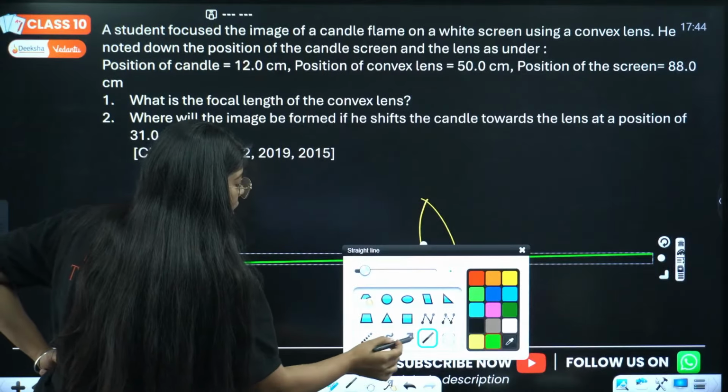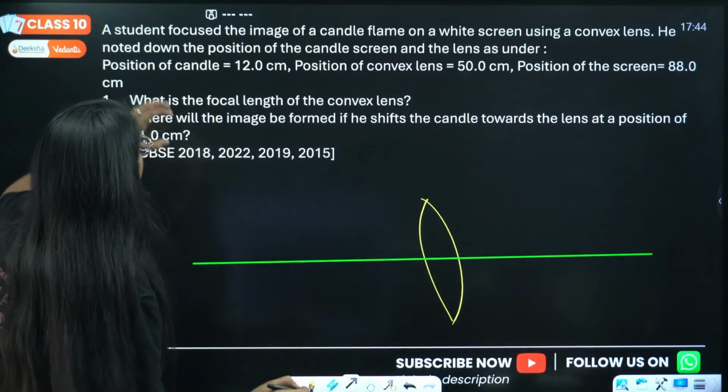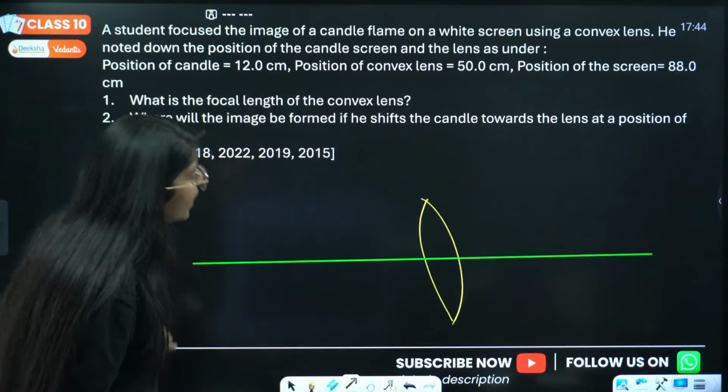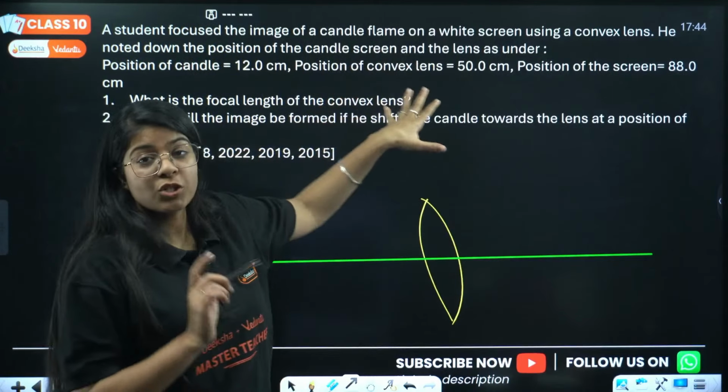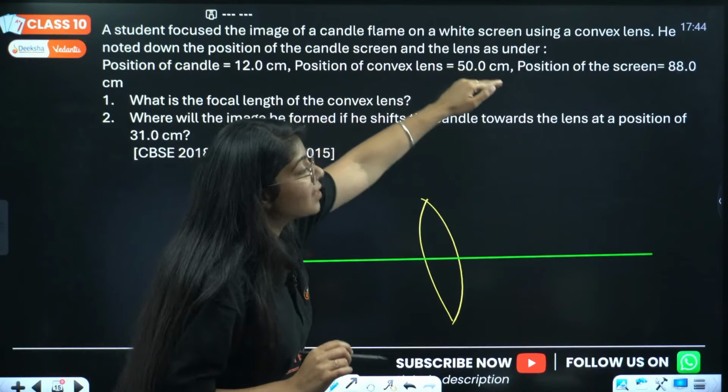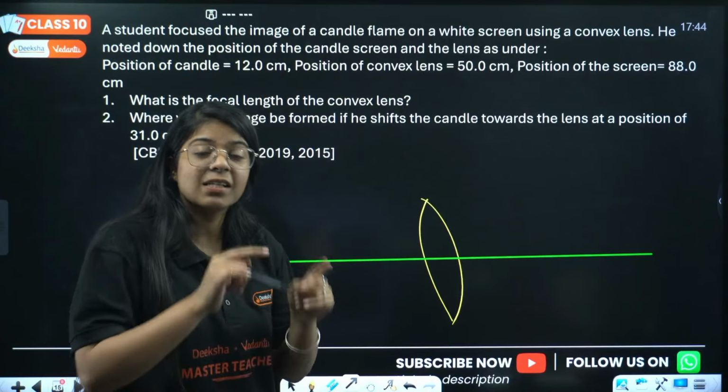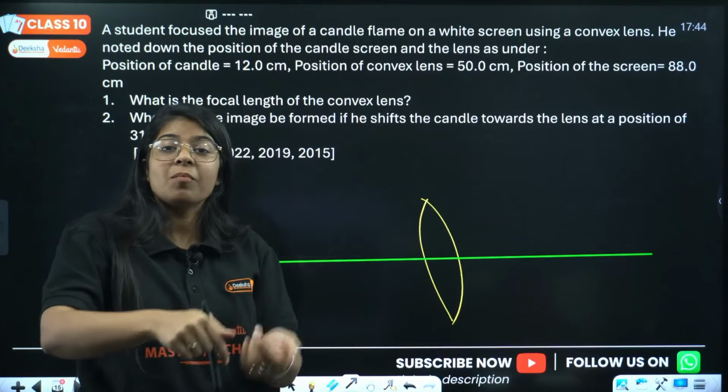Now the student has the candle, and the position of the candle is 12 centimeter. Now read the question properly. The position of the convex lens is 50 centimeter. That means the distance is not taken from the optical center. It is being taken from another reference point, right? So let's say this is my reference point, or an origin, we call it. From this origin, the position of the candle is 12 centimeter.